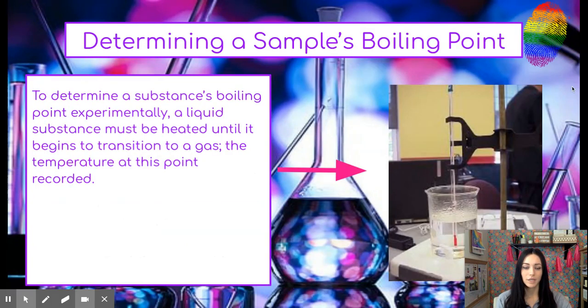In order to determine a sample's boiling point, we would take a liquid sample and heat it until it begins to transition to a gas. We would, of course, note the temperature using a thermometer at which that transition began to happen, and that would represent that substance's boiling point.